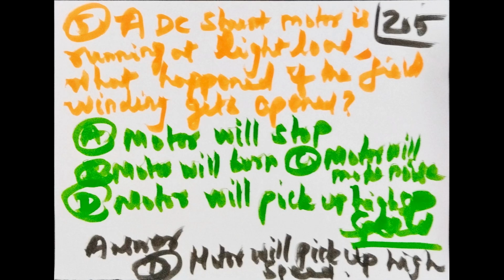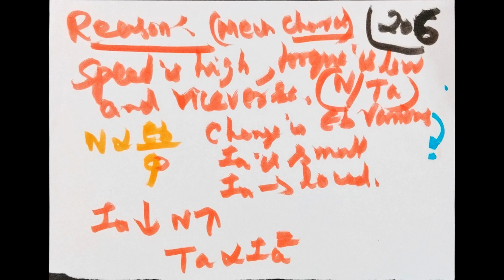Fifth question. A DC shunt motor is running at light load. What happens if the field winding gets open? Answer is motor will pick up high speed. Reason. Mechanical characteristics: speed is high, torque is low and vice versa, that is N versus T. N is proportional to Eb divided by φ. When the flux decreases, Ia is low, so Ia decreases and N increases. N is speed, Ia is armature current. Armature torque Ta is proportional to φ Ia.